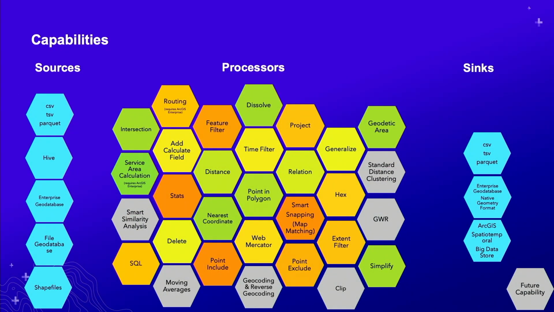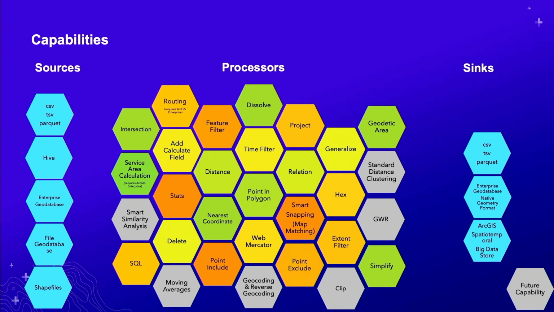In BDT, there are three types of components: sources, processors, and sinks. We use source components to read the data sets to process. In addition to reading CSV files, TSV, Parquet files, Hive tables, and database tables, I want to highlight that we can also read directly from file geodatabases. In this case, all you have to do is copy your file geodatabase to your storage, such as the Hadoop file system. We can also read a bunch of shapefiles from your own storage as well.